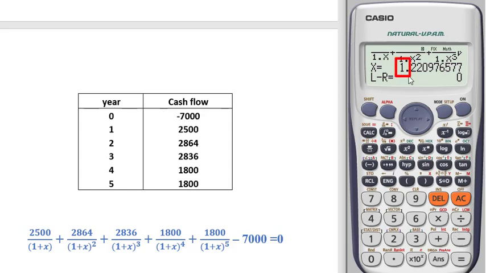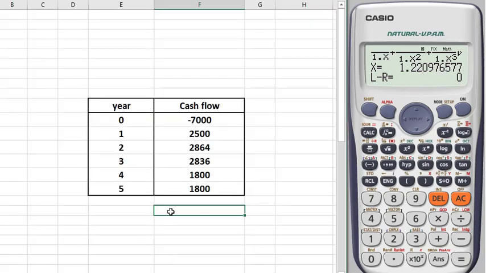See, we have our result, but we have a 1 before this point. In the previous example, we did not have this 1. We directly got our result, but here we got 1.22. It happened because we wrote 1.x instead of 1 plus x. So when we consider this result, we will deduct 1 from it, and we'll get our exact result. Here our result is 0.22097 or 22%. So if we calculate it in Excel, you can see.